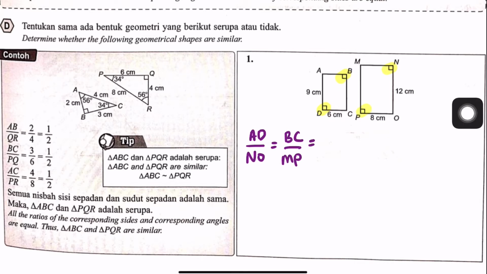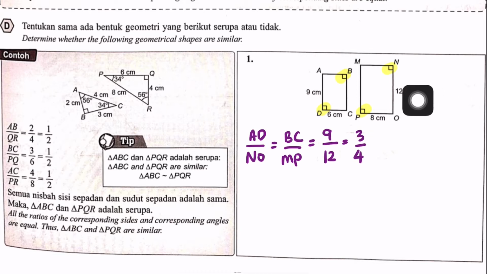Okay, so we have 9 over 12. We simplify, we get 3 over 4. Next, this is the length, right? Next, the width. Let's check.